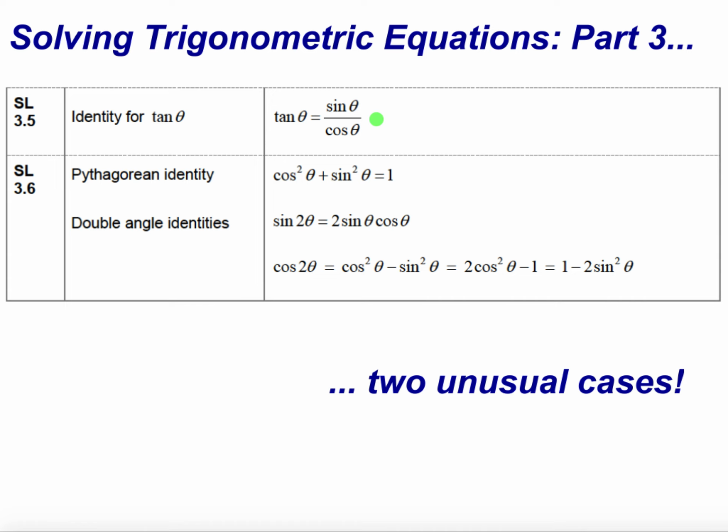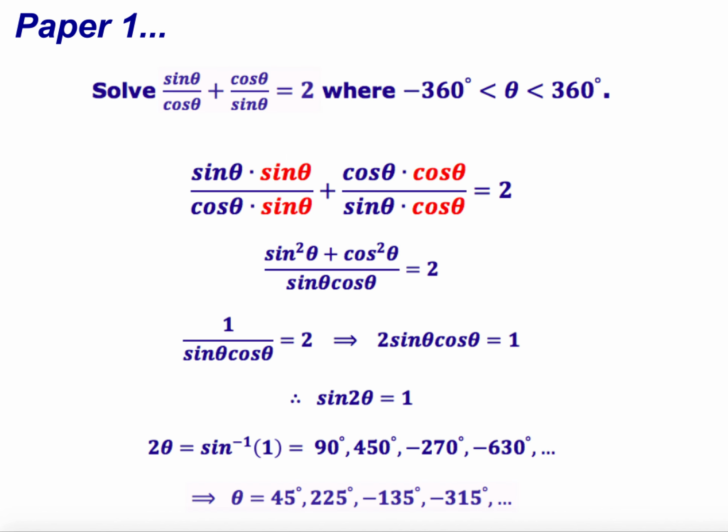Okay, this podcast is concerned with several unusual cases regarding the solving of trigonometric equations. Basically, a paper one approach and a paper two approach relative to variations on the tan function, which is a little bit unusual, not dealt with very often by IB, but let's see what we have here.